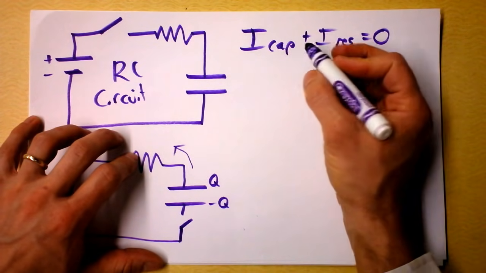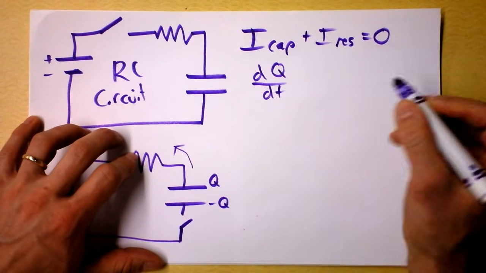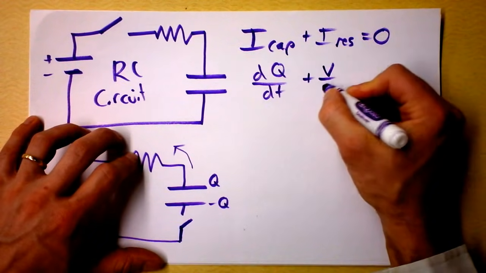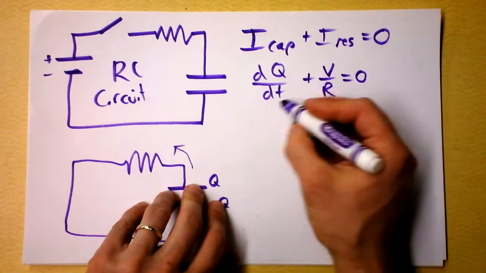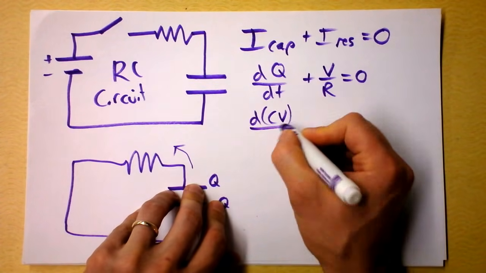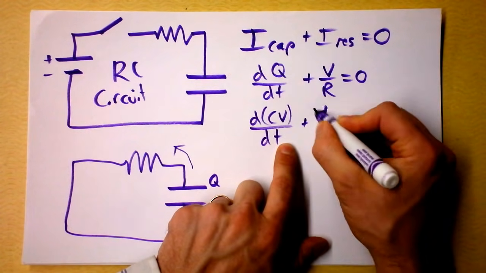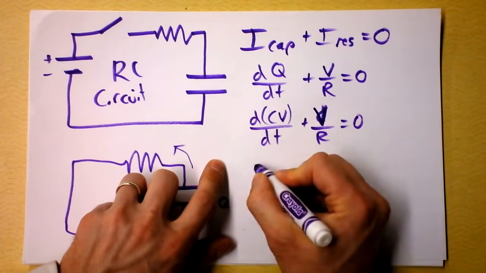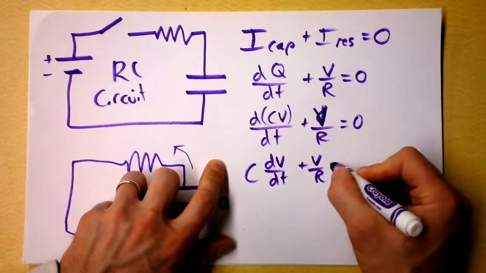Now, the current through a capacitor is really the derivative of the charge on the capacitor as time changes, right? And the current through the resistor is really just V over R for that resistor. So that's going to be equal to 0. And the charge on the capacitor is C times V. So I've got d(CV). Don't talk to me about partial derivatives. I'm going to say that the capacitance is not changing. So I'm going to take that out of the derivative, and I'm going to have C times dV/dt plus V over R equals 0.